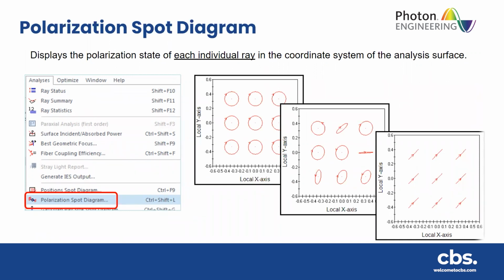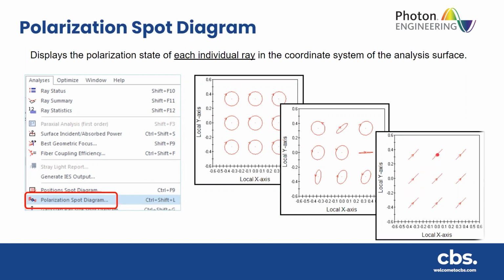This quite simply, as its name suggests, is a spot diagram, but it actually draws the polarization ellipse for each ray. So for each individual ray, we get to see the polarization state. And here are 3 examples: circular polarization, some sort of random polarization, and then 45-degree linear polarization.